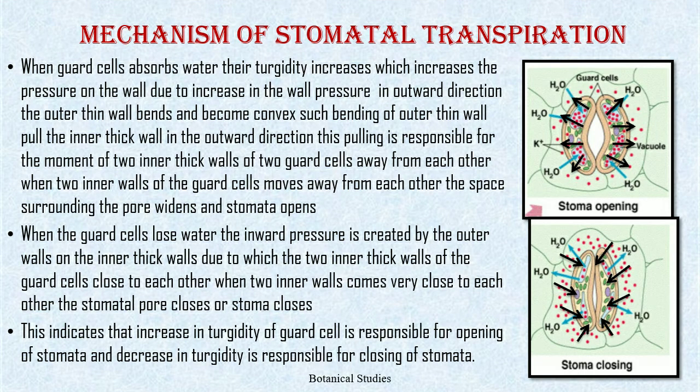When guard cells absorb water, their turgidity increases, which increases the pressure on the wall. Due to the increase in wall pressure in the outward direction, the outer thin wall bends and becomes convex. Such bending of the outer thin wall pulls the inner thick wall in the outward direction.